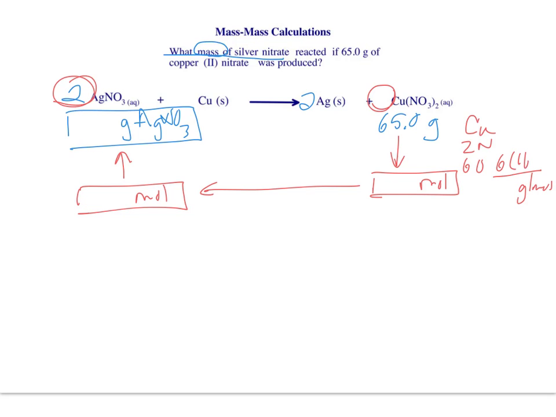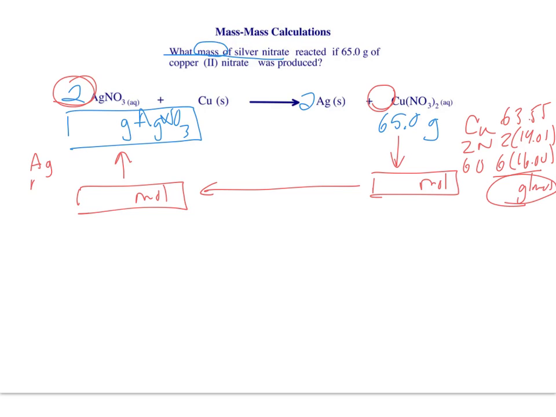So 6 times 16, 2 times 14.01, and 63.55, all from the periodic table. You would multiply that out and add that up, and that would then give you the molar mass for copper 2 nitrate. You'd want to do the same thing over here for the silver nitrate.